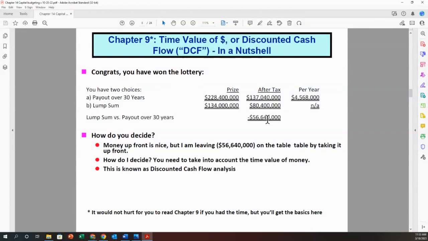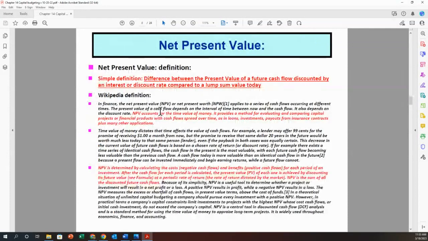So we can model that and we can account for the time value of that money. And we can compare the 228 to the 134, factoring in the time value of money and seeing if you're really leaving 56 million on the table. So we need to understand these items in red, and we all know what red means. Excuse me, red means it's going to be something you have to know.